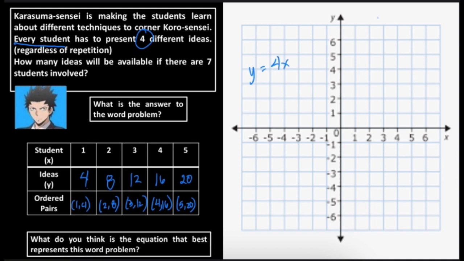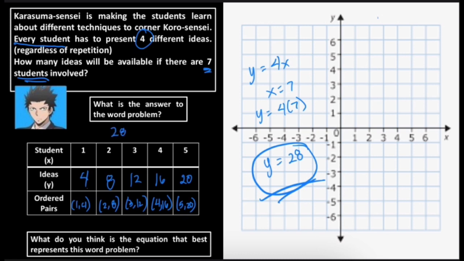So let's check it out. It says here 7 students tried to give their ideas. So let's say that x is equal to 7. As mentioned here, again, the student is x. So y is equal to 4 times 7. So the answer is that there will be 28 different ideas, or even though it's repetitive, basically 28 ideas from the class itself. Again, sorry for not updating the slides.